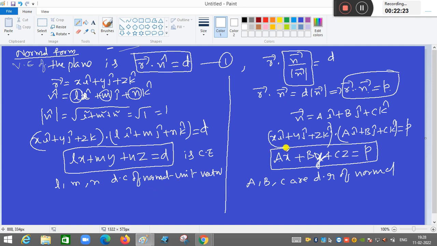So this can be changed like this. This equation can be changed like this. How? Carefully, see, this is normal form. This can be written as r bar dot n bar equal to p. This can be changed like this. How? By dividing by the magnitude of n bar. If we divide this by the magnitude of n bar, it becomes like this: r bar dot n bar by magnitude of n bar. Since you divided here, divide here too.